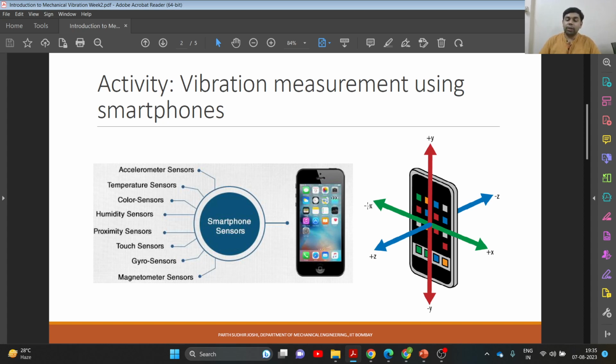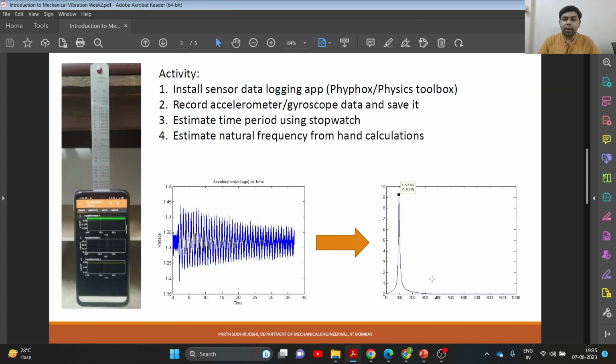So generally the smartphones have X, Y, Z axis, like the way it is shown in this figure. So the orientation is generally like that. And there are some apps which can access the data from these sensors and record it. So in Android as well as iOS devices, we have this app known as Phyphox, or there is another app called Physics Toolbox. So you can install any of these apps and use it to record data from these sensors. So for example, you can do a simple experiment, like a simple pendulum.